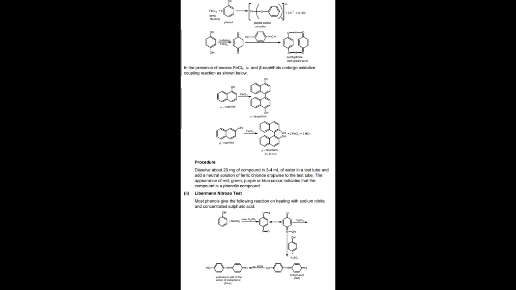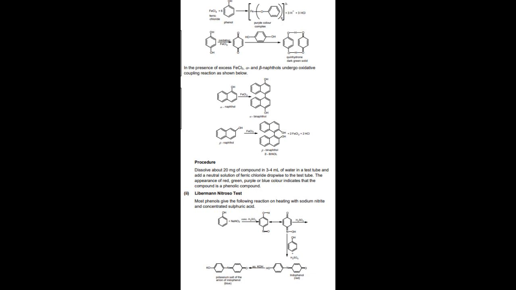Look at the screen. Procedure. Dissolve about 20 mg of compound in 3 to 4 ml of water in a test tube and add a neutral solution of ferric chloride dropwise to the test tube. The appearance of red, green, purple or blue color indicates that the compound is a phenolic compound.